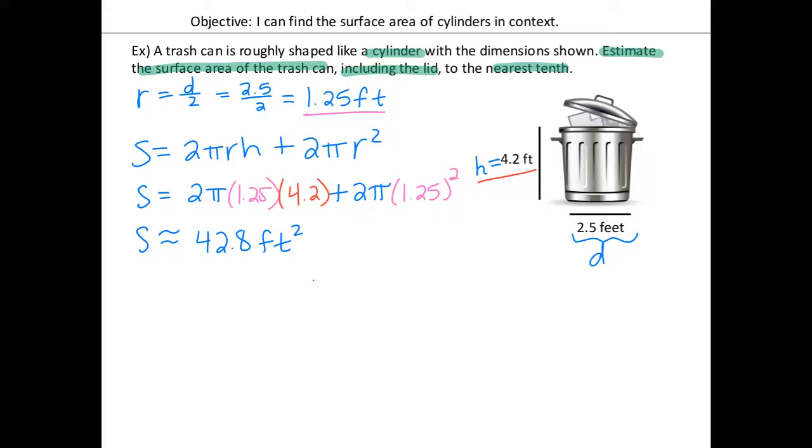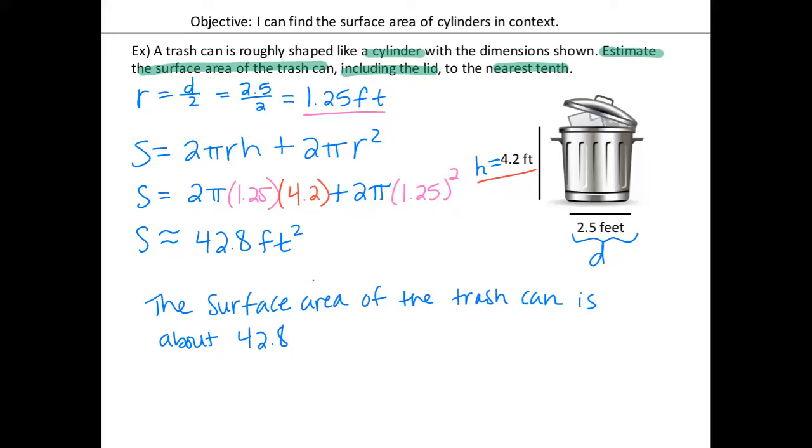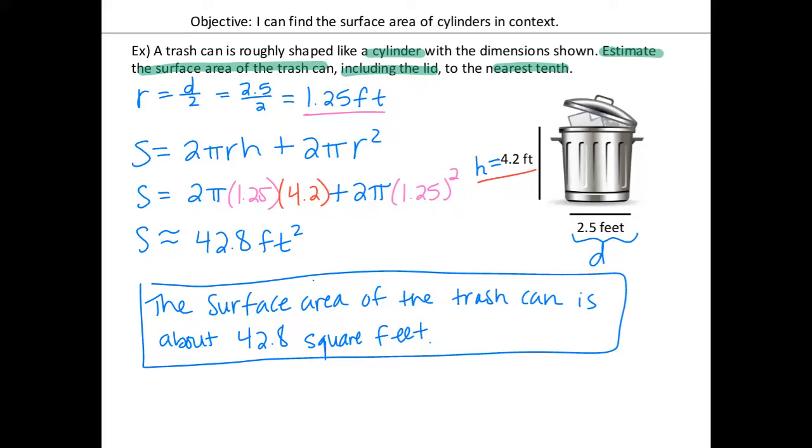All right. But because we have context and we need to write just a quick sentence, you would say the surface area of the trash can is about 42.8 square feet. Okay, that's our quick little sentence.